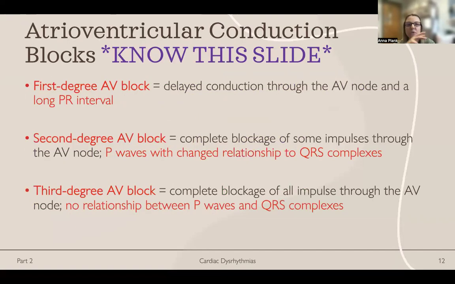Okay. So there are three types that we want to know. The first is AV block, first degree AV block. The second is second degree AV block, and there are two different types. And then third degree AV block. So there's actually four, because there are two second degree blocks. Does it have to do with the PR interval? Does it have to do with the P wave, or does it have to do with none of the above?